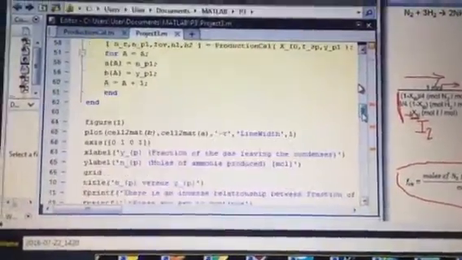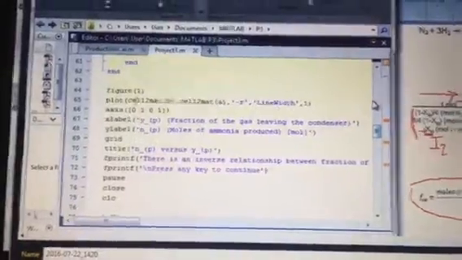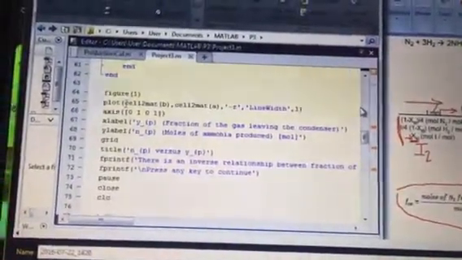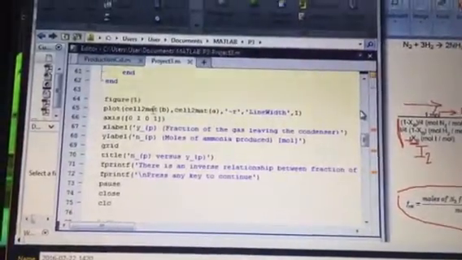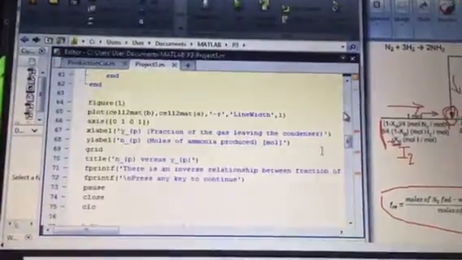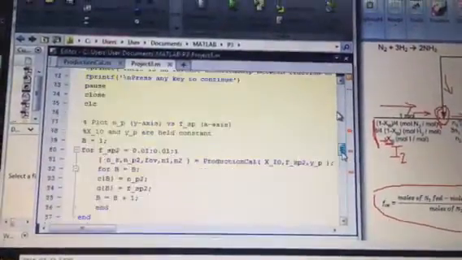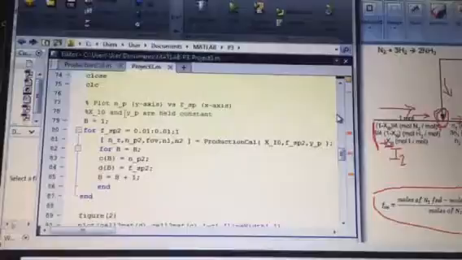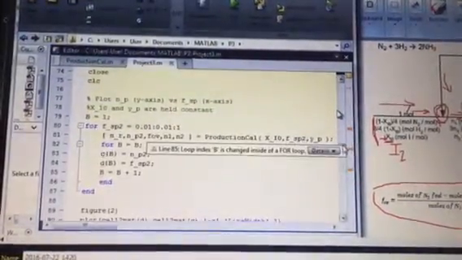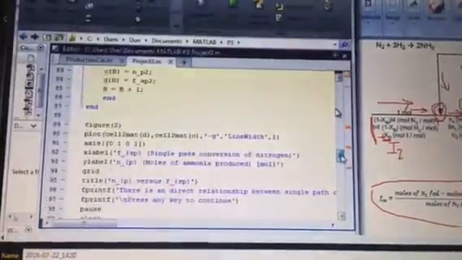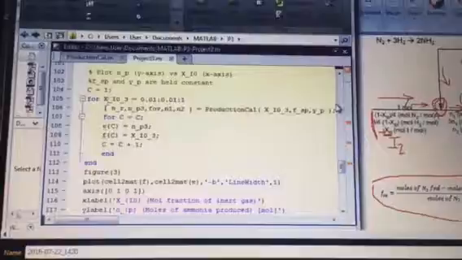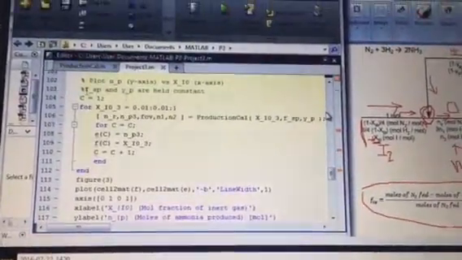And then I plot the graph. Because the NP and YP are stored in each cell, I need to convert them into a matrix in order to plot the graph. And since the graph is theoretical, we can use a straight line. The second case, we kept XY0 and YP constant, and we change FSP. We do the same thing of plotting, and then for the third case, we change XY0 and hold FSP and YP constant.